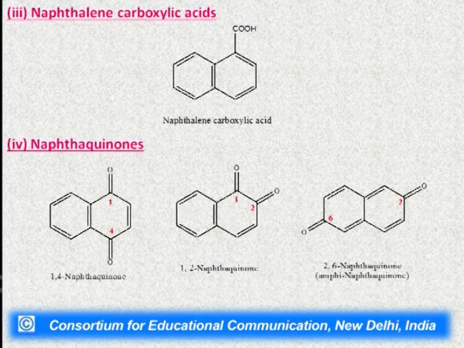Then comes naphthalene carboxylic acid. This is a derivative which is formed by the addition of one carbon in the naphthalene ring, which will be done by the substitution reaction of cyanide followed by hydrolysis. Then will come naphthaquinone, which is formed by the oxidation reaction of naphthalene. It can be of three types. It can be 1,4-naphthaquinone, 1,2-naphthaquinone and 2,6-naphthaquinone, which is also called amphi-naphthaquinone.